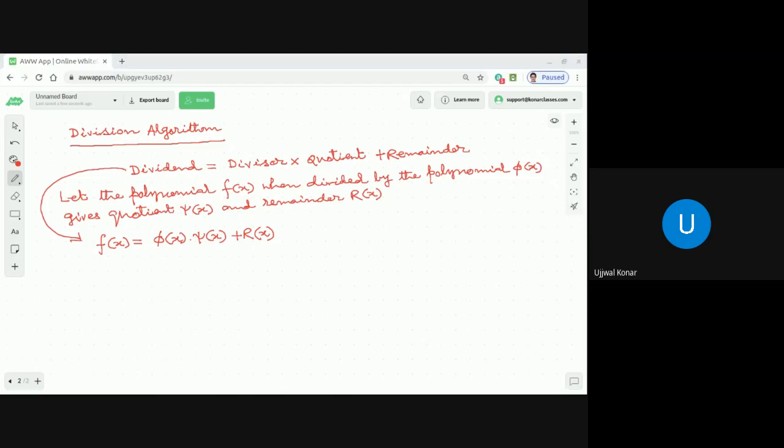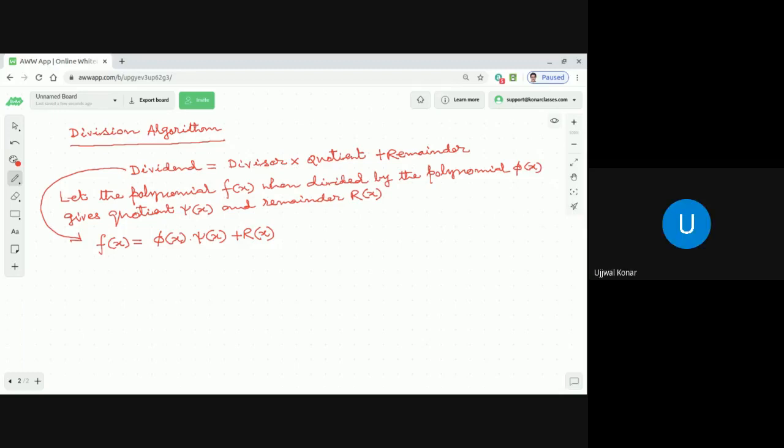So now, suppose we are dividing a polynomial f(x) by x minus alpha. Correct, no? Then what are we going to write? What is phi(x) in this case? The phi(x) in this case is x minus alpha, correct or not? Yes, sir.